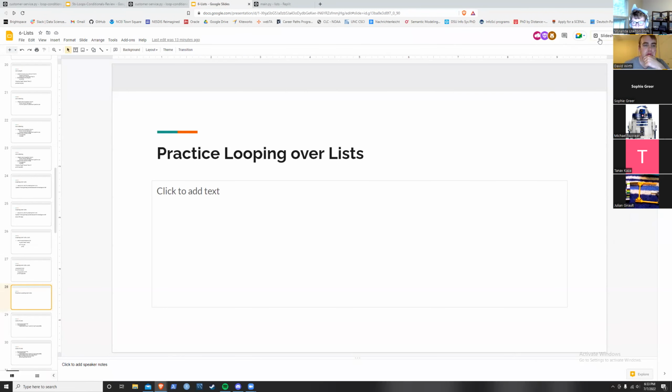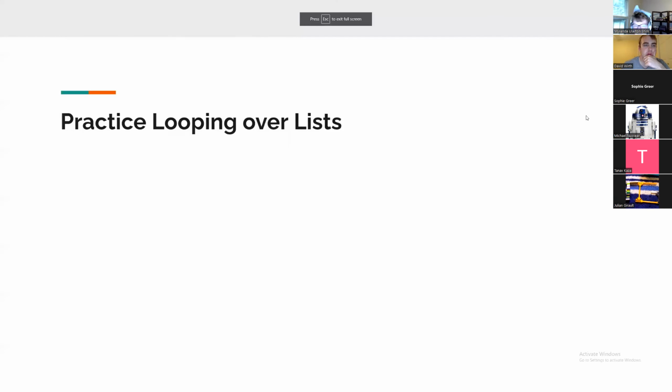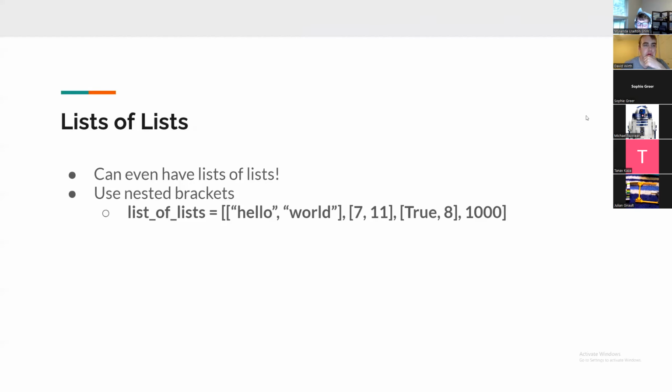Okay, so if we go back to our slideshow here. We mentioned that lists can contain any data type, and that includes lists themselves. This is kind of like when we nest if statements, but a list is very flexible. You just make sure you have those brackets, since brackets are what make up a list. These are called nested brackets.